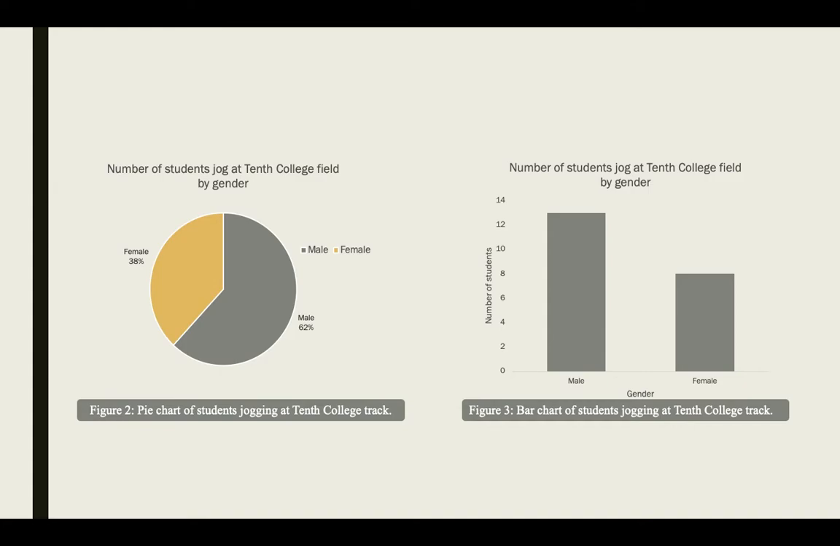Next, we have a pie chart of students who jog at the 10th College track. From the pie chart, 62% of students who jog at the 10th College track are male, while only 38% are female. For the next figure, we have a bar chart, the same as the pie chart, of the number of students jogging at the 10th College field. The number of male students who jog at the track is 13, while the female is only 8.